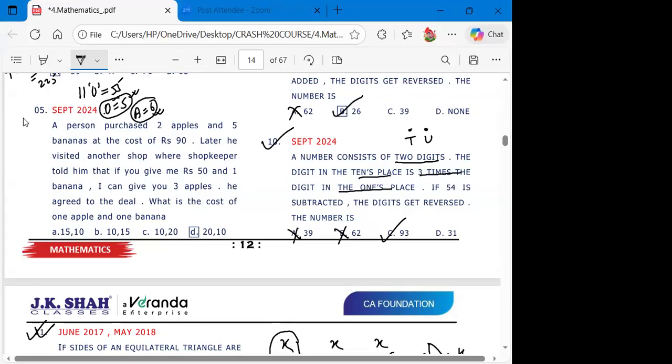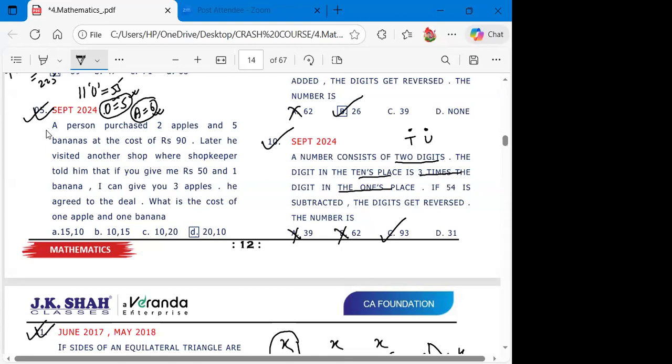Read this question number 5. A person purchased 2 apples and 5 bananas at a cost of 90 rupees. Later, he visited another shop where the shopkeeper told him, you give me 50 rupees and 1 banana, and I can give you 3 apples. He agreed to this deal. What is the cost of 1 apple and 1 banana?